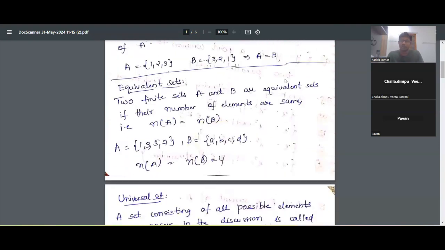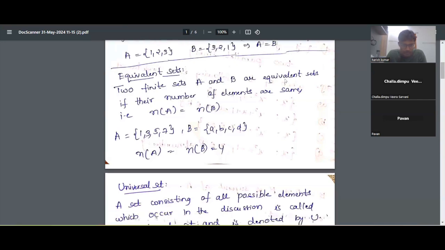Now what is important is equivalent sets. Now what are equivalent sets? The sets which have the same number of elements in them, right? That means the sets which have the same cardinal number. Yesterday we learned that the number of elements present in a set is called its cardinal number, right? So if two finite sets have an equal number of elements in them, then they are called equivalent sets. This is important. Understood this? Yes, sir. All right.